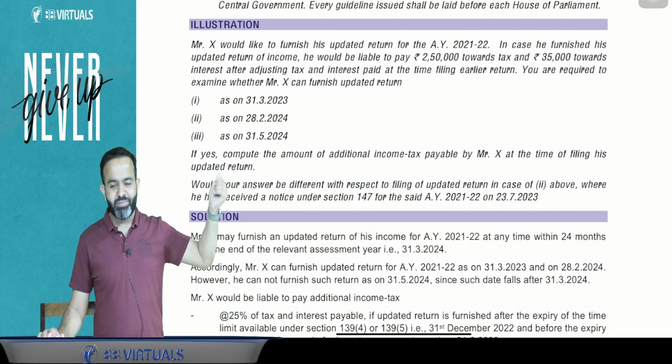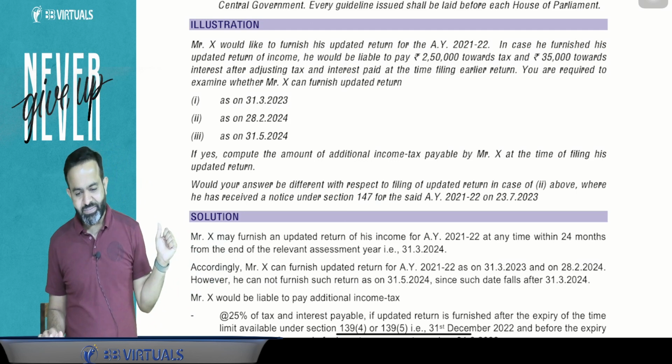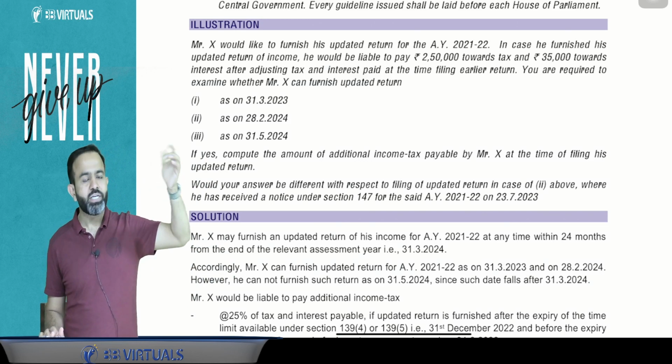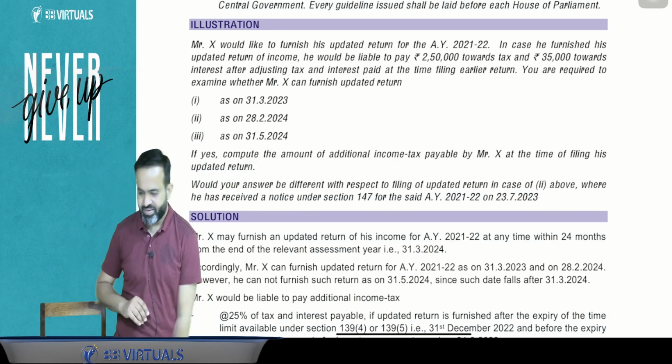Interest will be different on different dates, obviously, because 234 A, B, C will change, so interest will be different on these dates. At least 234 A and B will change. But assume, this is one assumption here.